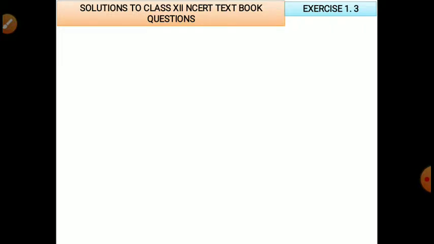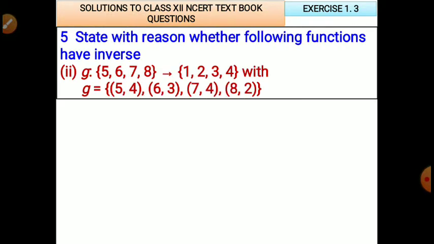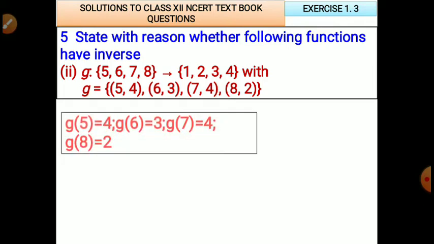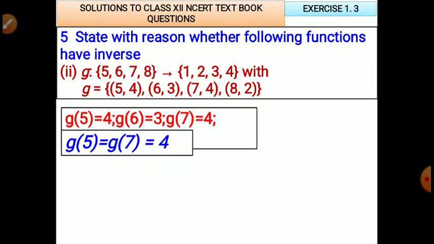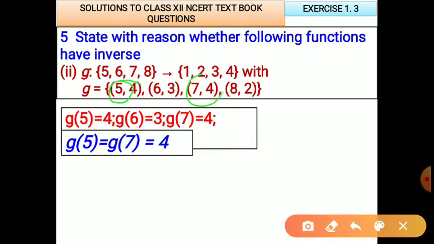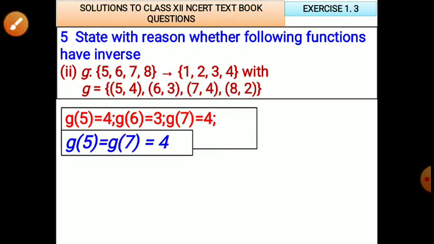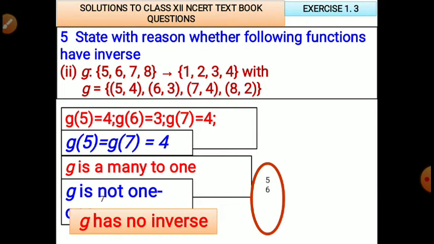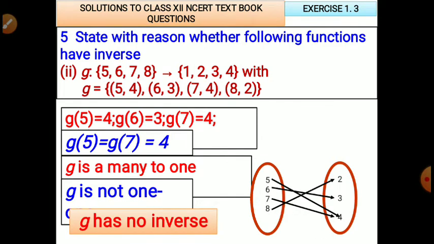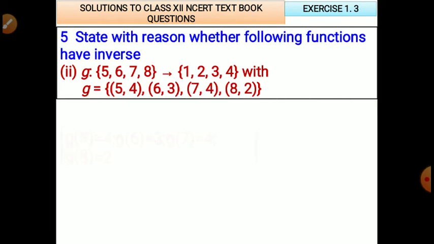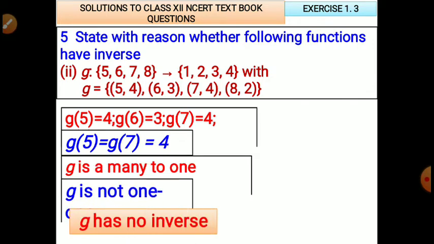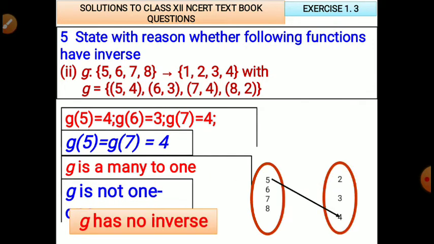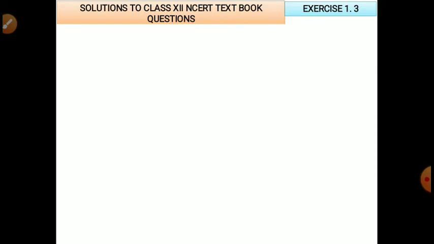Now let us go for the next. In the same way, if you see that 5 and 7 have the same image, 4, you can say it is a many to one function, not a one-one function, therefore no inverse. So this also has no inverse. Next let us go for the next question. Let us move a little bit faster. This also you can do. It is a many to one function. As homework you can complete this one.